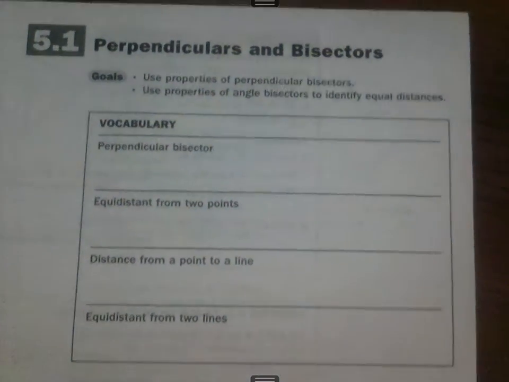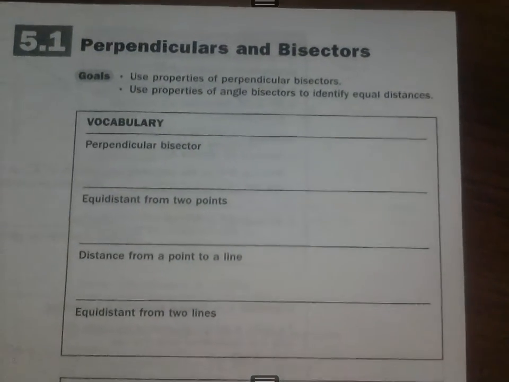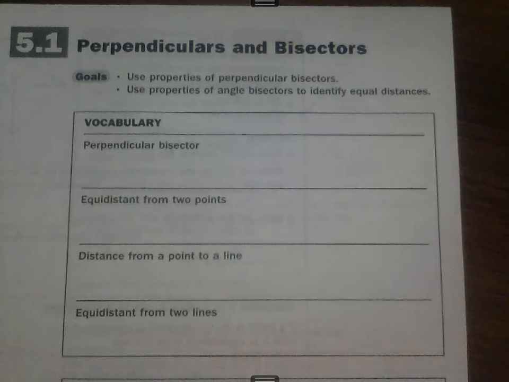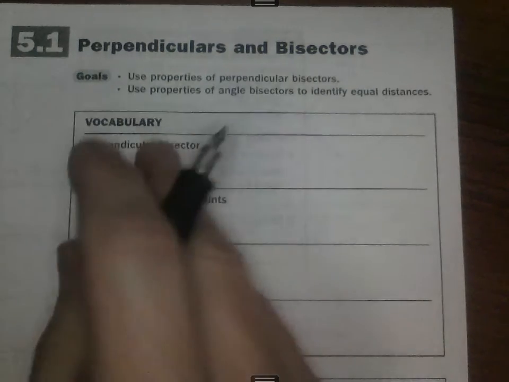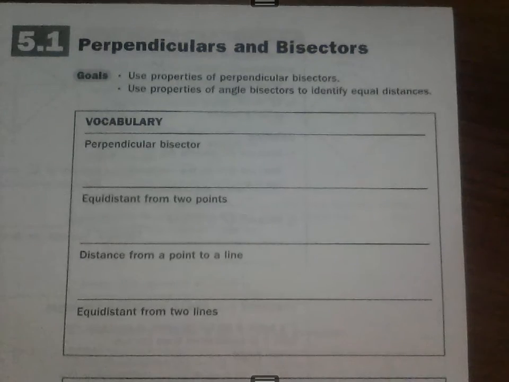Today we're looking at section 5.1, perpendiculars and bisectors. The goals for today are to use properties of perpendicular bisectors and also use properties of angle bisectors to identify equal distances. We have a couple different vocabulary terms that you have to know.